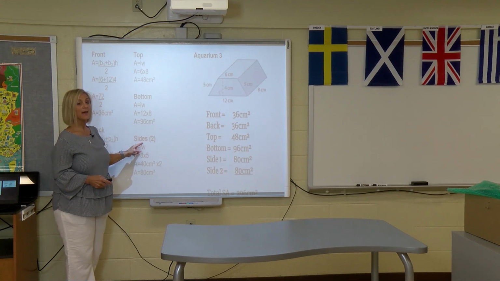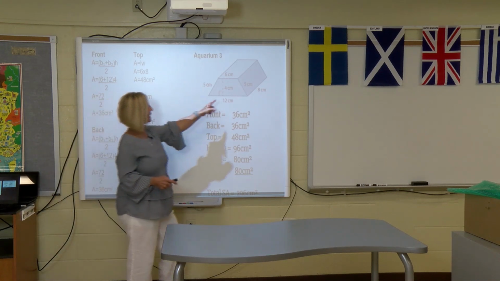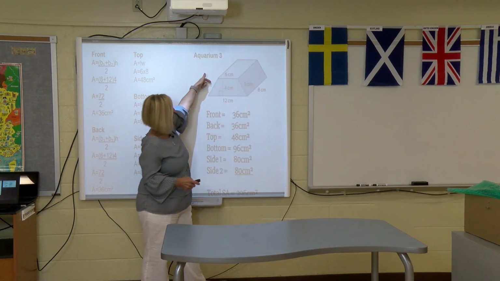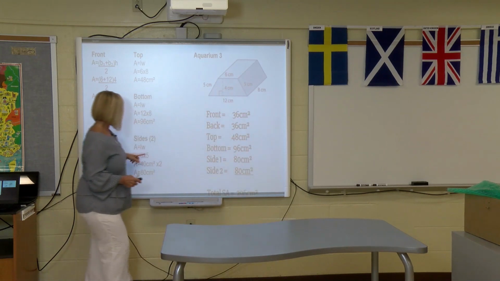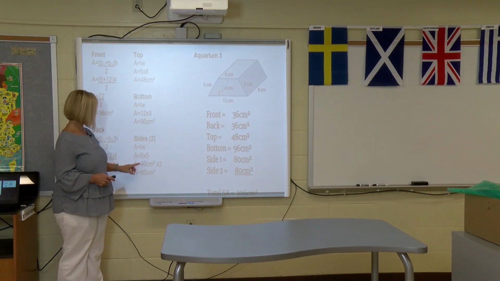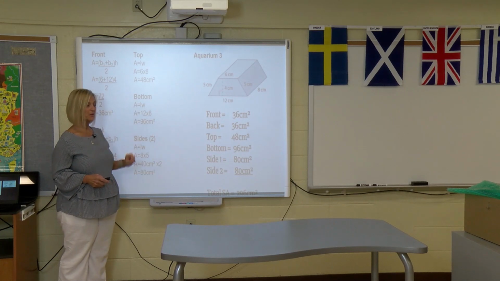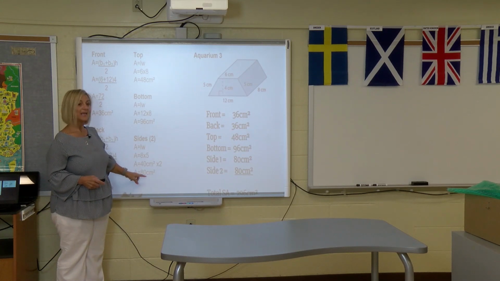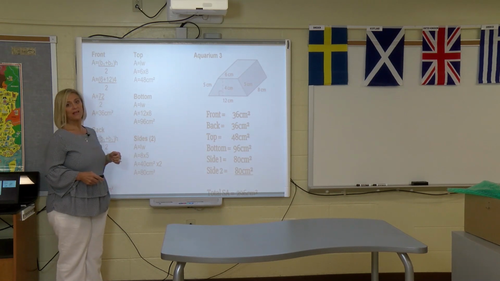Now we have 2 sides. We have length times width, so we have the 2 sides. Here's the side, and there's another side over here. So we have 8 times 5, which is 40 centimeters, times 2 because we have 2 sides. So we have 80 centimeters squared. Whew, we got that taken care of.